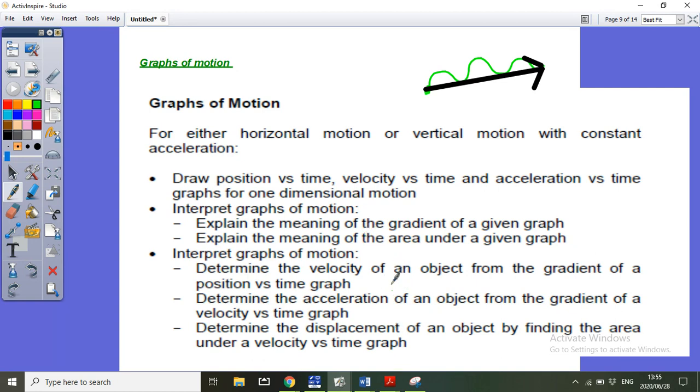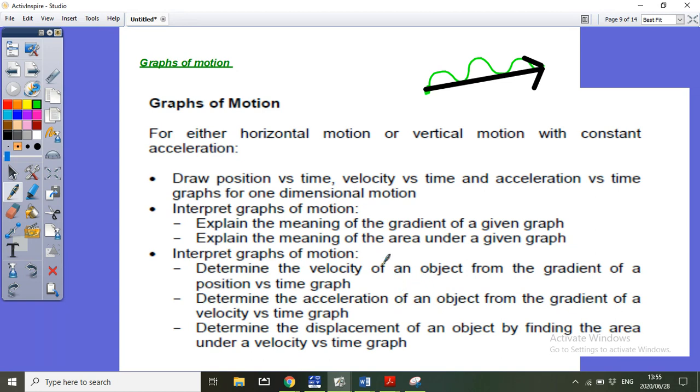And this is the important part where you interpret the graphs of motion and look at the gradient or the area under the graph. When we say area under the graph, we actually say it wrong because we should say the area between your line and the x-axis, because it's not always under the line. And I'll tell you more when I have an example. I'll show you what I mean there.